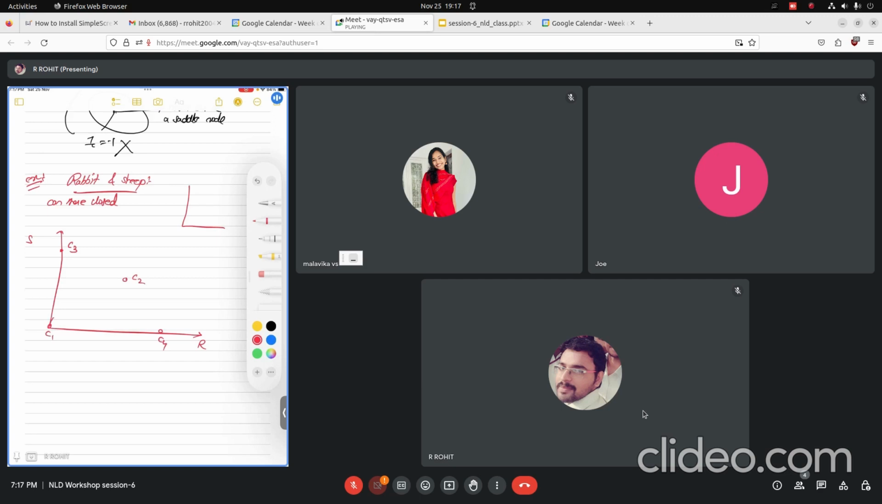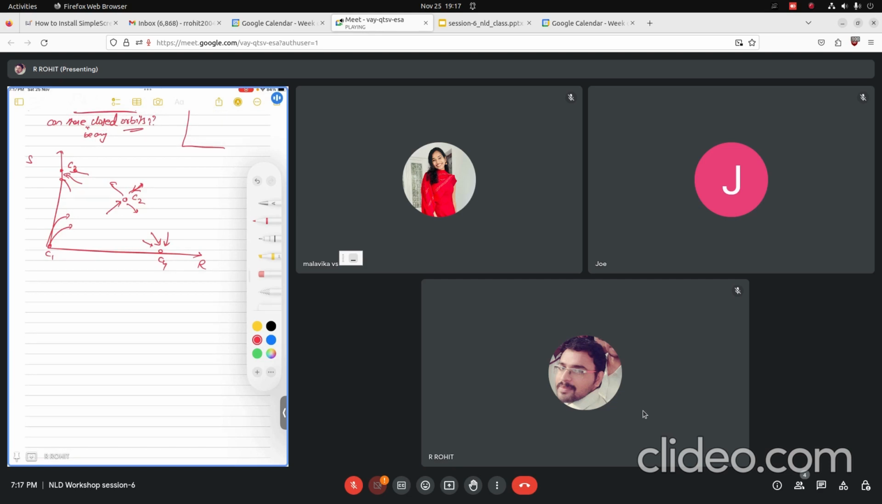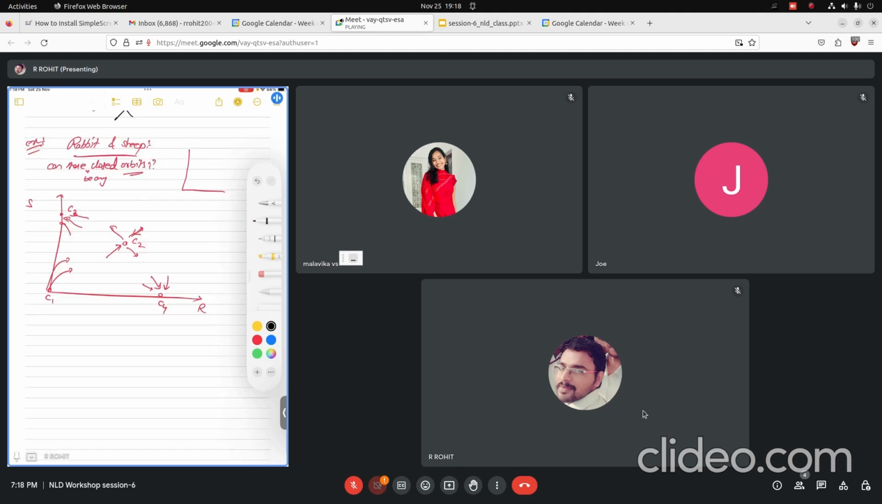We found 4 fixed points, and we found that this was unstable, this was stable, this was a saddle node, and this was a stable node. Now in this phase plane diagram, our question is, can there be any closed orbits or periodic oscillations, that is, rabbits increasing then decreasing, increasing then decreasing? Can we see that kind of periodic behavior for this condition? For that we will use index theory and directly say whether it is possible or not.